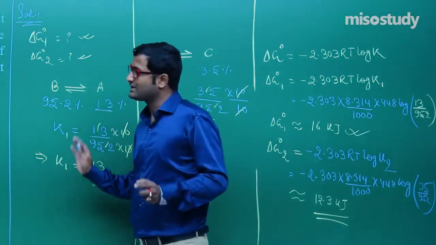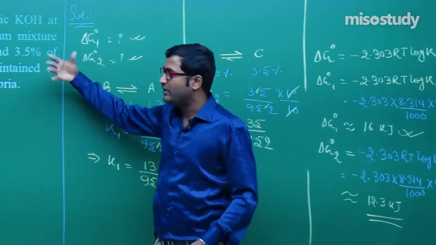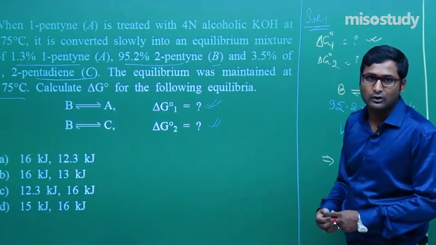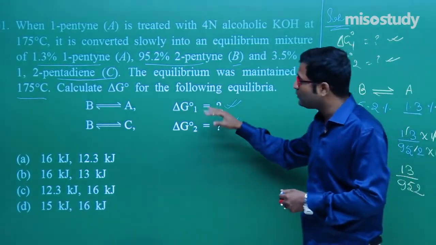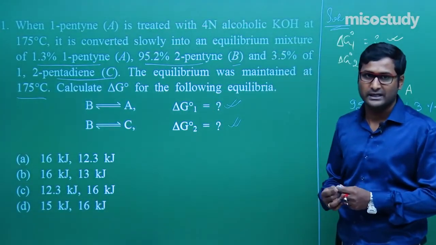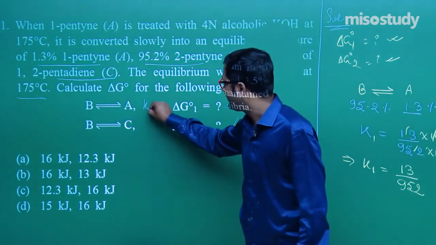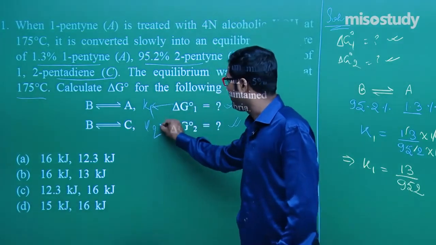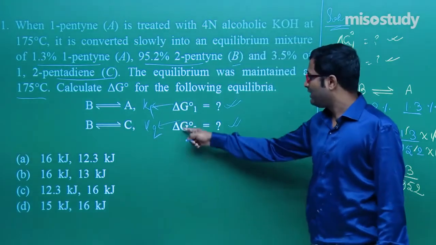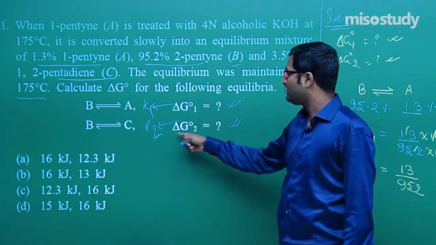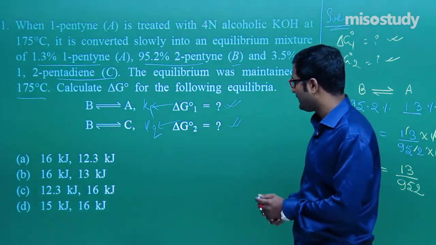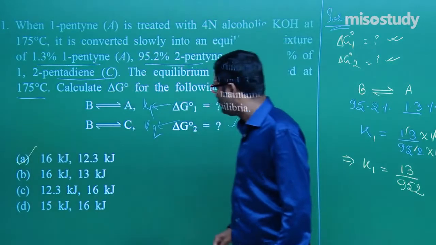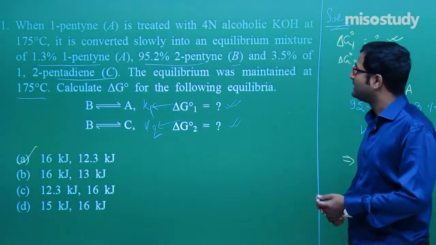If there is a question that looks lengthy, its solution is not so lengthy. Just follow the basic trick, you can easily solve such kinds of questions. Clear to you? What to do? First of all, find the value of K1 and K2, and there is a relation of K1 with delta G and K2 with delta G. So in this question the answer is 16 kilojoule and 12.3 kilojoule.